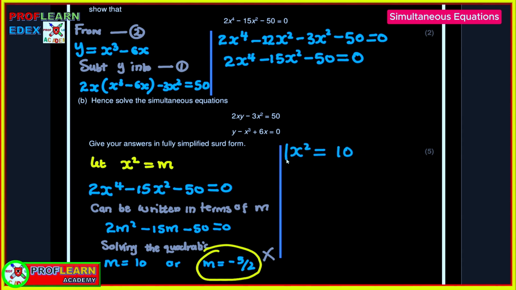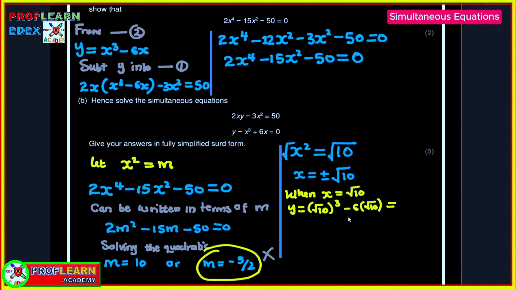Then we say our m is 10, and we can find the square root both sides, and our value of x is going to be plus or minus root 10, because whenever you find the square root of a number, you have two answers, a positive or a negative value. So for us to find the value of y, we are going to substitute x into the equation that we were having there, which was y equals x cubed minus 6x, so that we can get the value of y. When x equals root 10, we are going to get the value of y being equivalent to what?